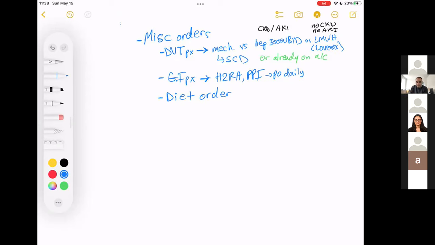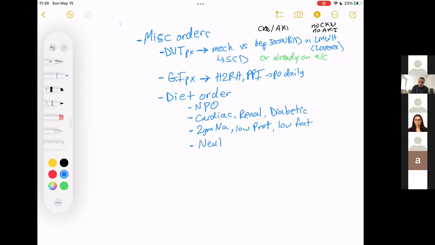So what is diet order? I'll give you examples. An example of diet order is NPO, okay? This is easy. Then you also have cardiac diets, renal diets, diabetic diets, okay? Also, you have a 2 gram sodium diet or restrictions. You have low protein diets. These you should know. You have low fat diets. And then you have neutropenic diets.